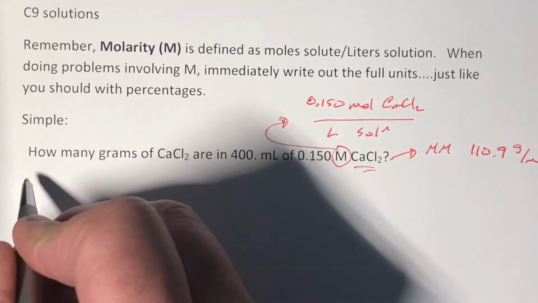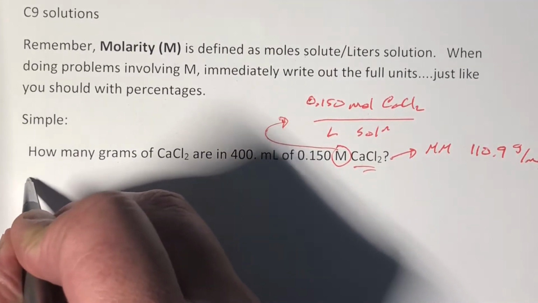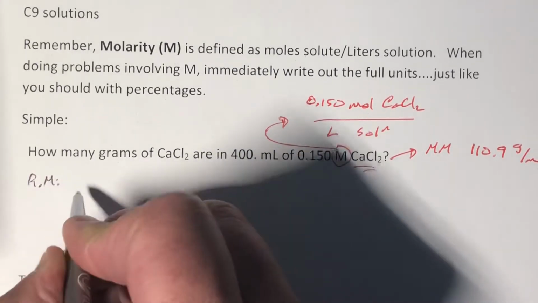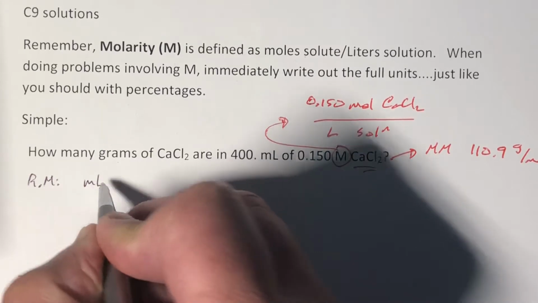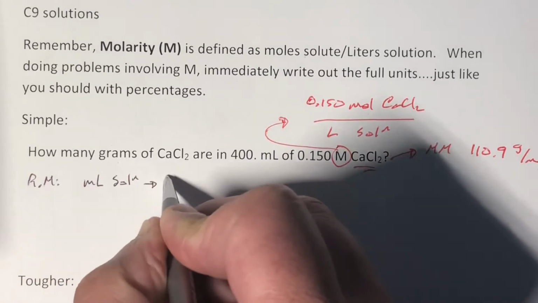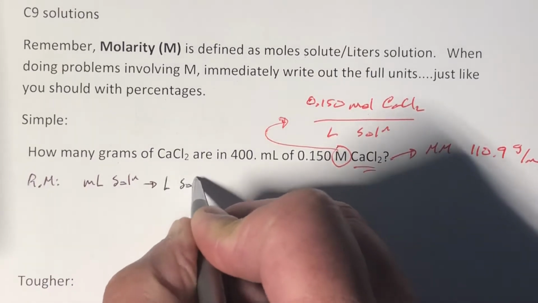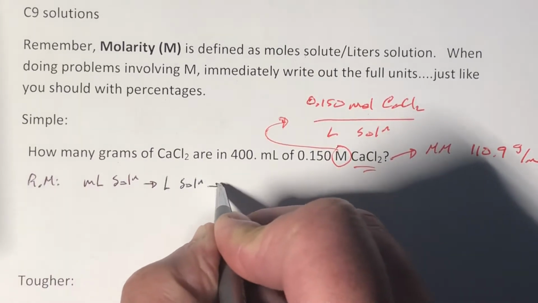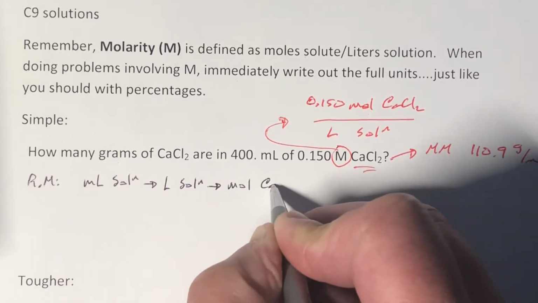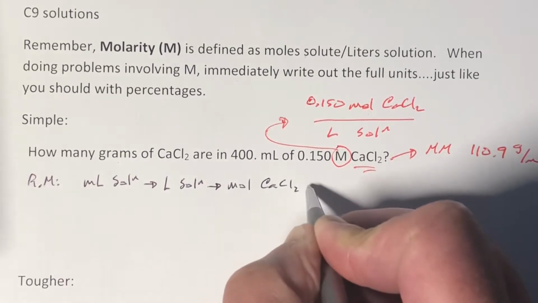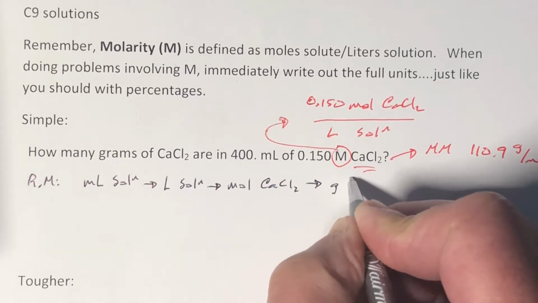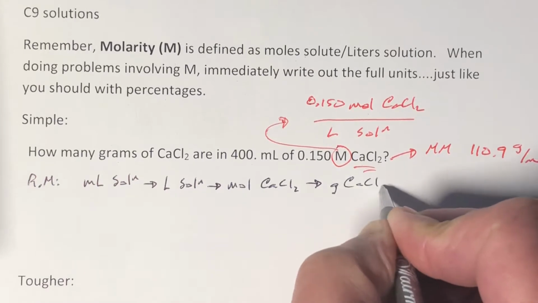All right, these lend themselves very well to the roadmaps that I like to push. So the roadmap here would be mL of the solution going to liters of the solution. From liters, we use the molarity to give us the moles of the solute, which in this case is the calcium chloride, and then the formula mass or molar mass to get the grams of calcium chloride.